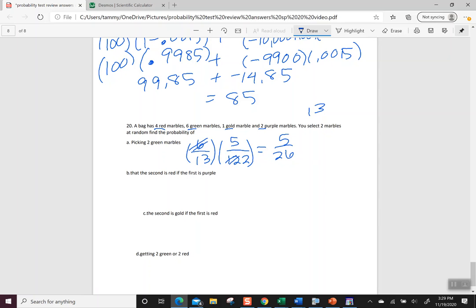All right. B says the second is red if the first is purple. Well, here's what we know. If the first is purple, it means that there are not 13 left, there are now 12 left, and I know that we haven't used any red. There are 4 red still. So 4 of the 12. The second is gold if the first is red. Okay, the first is red, so I know there's 12 left because I already have the red one. And then the second one is gold. Well, there was only 1 gold anyway, so that's 1 over 12.